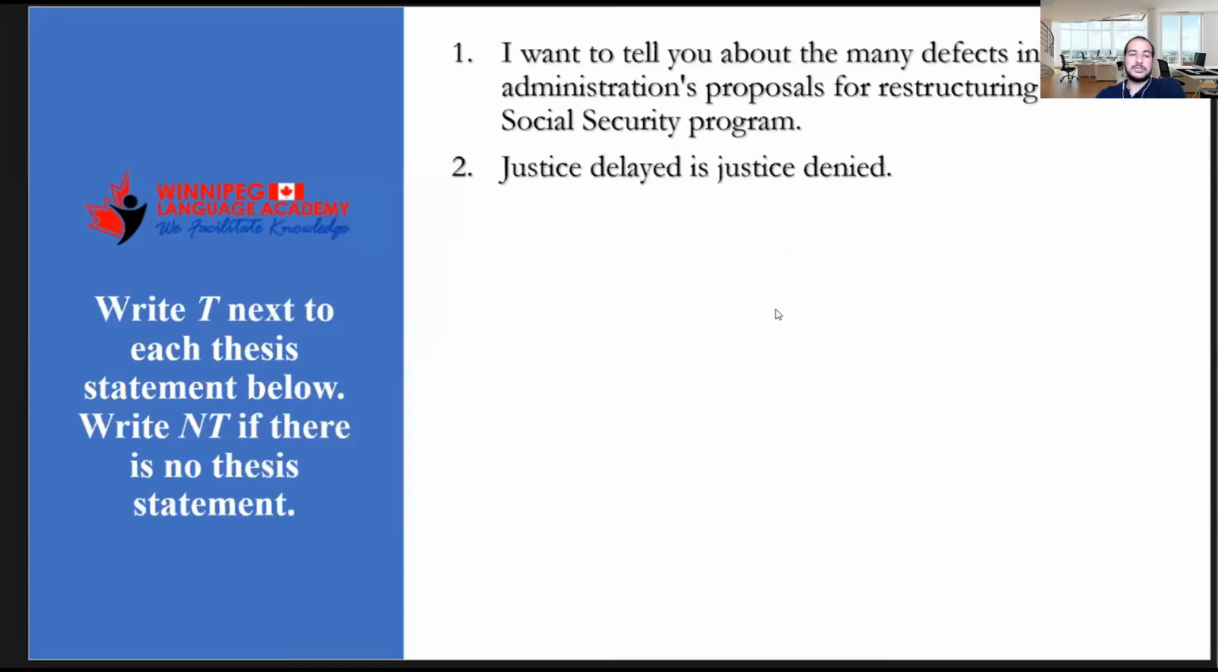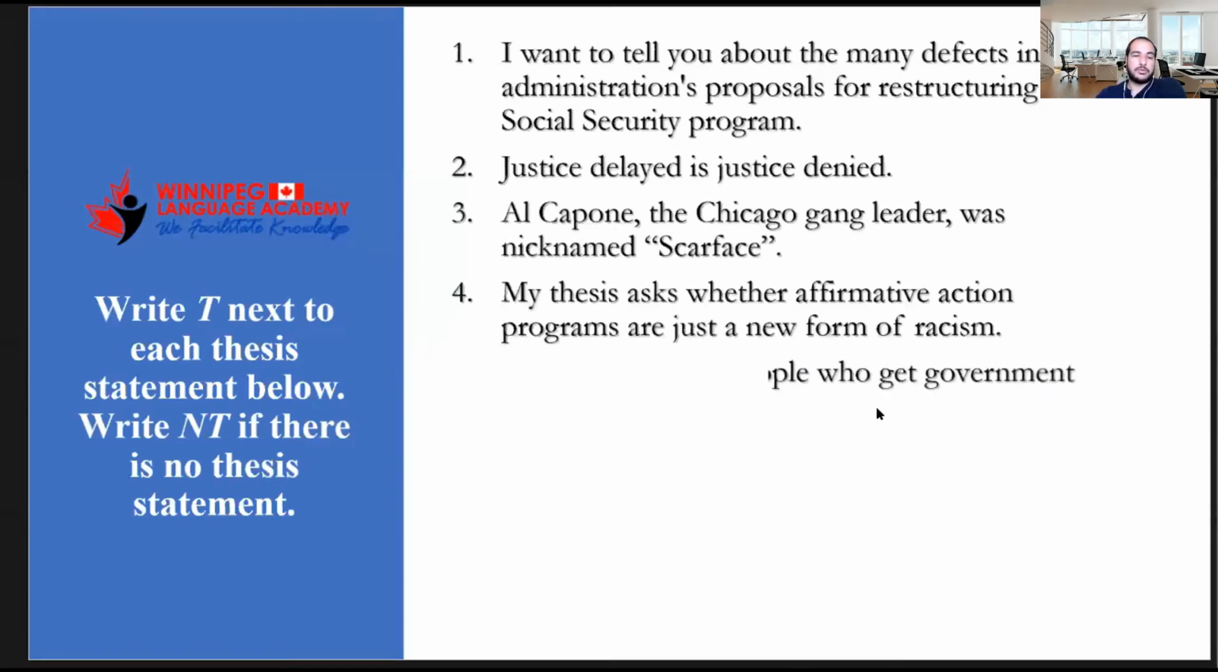All right, let's move to number 4 now. My thesis, okay, these are 4 and 5. My thesis asks whether affirmative action programs are just a new form of racism. Is this correct or not? Number 4, delaying justice causes people to be frustrated and sad, which makes them take revenge, their way to take their rights. That's a good one, Amani.